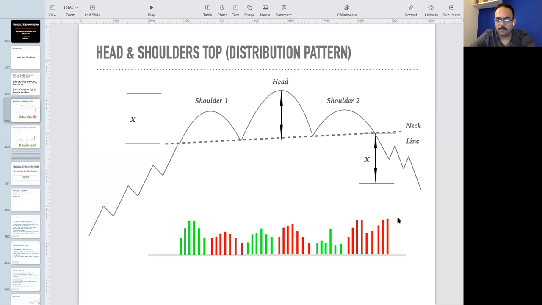Along with that, since this is a distribution pattern where the big players are handing over the shares, after it has already reached the top in an uptrend, they are handing over the stocks to the common investor. I have made a picture as well as possible. You see the green candles below for shoulder one, and below I have drawn the bars representing the volume. Can everyone see the green and red bars here?